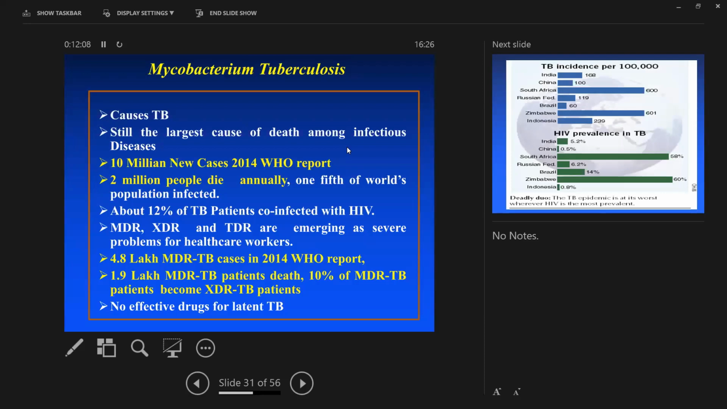Coming back to the MTB, around 10 million people are infected every year and 2 million people die every year. There are a lot of MDR, XDR, and TDR strains emerging as severe problems for healthcare. So there are no effective drugs for that TB.